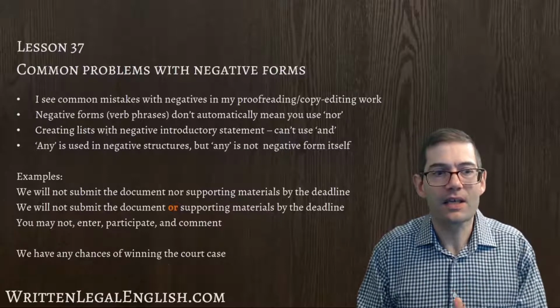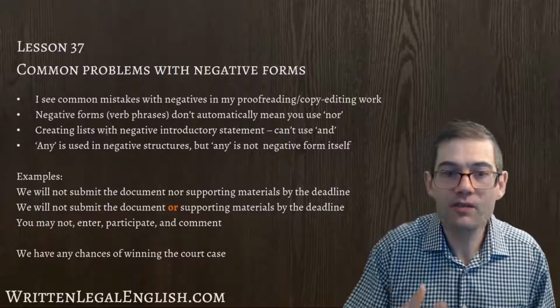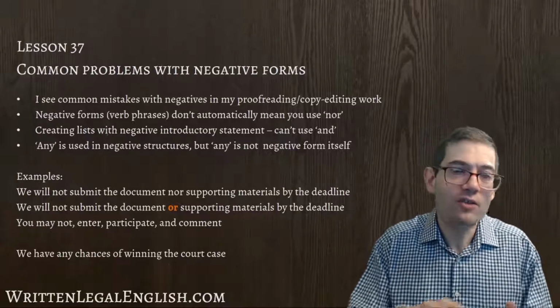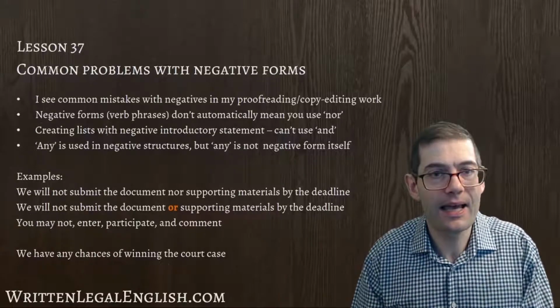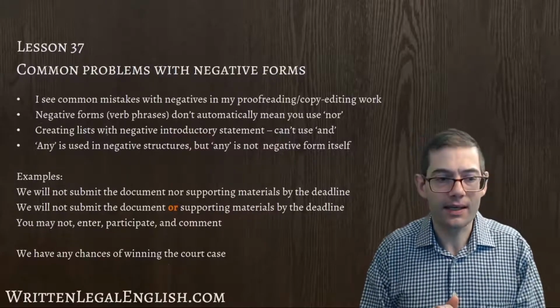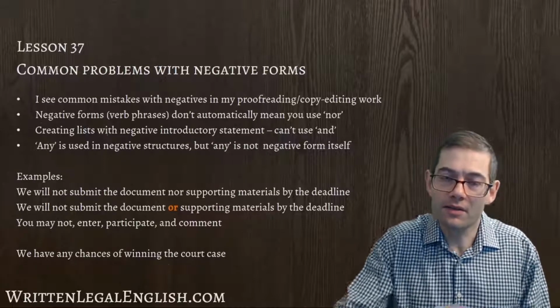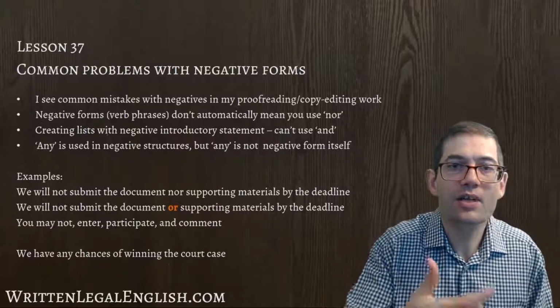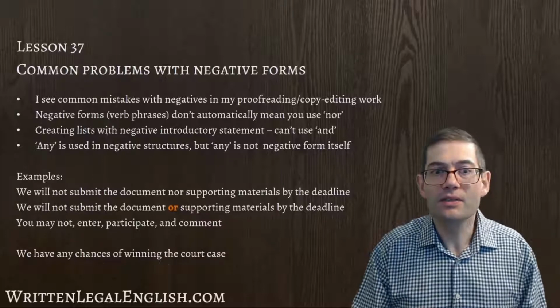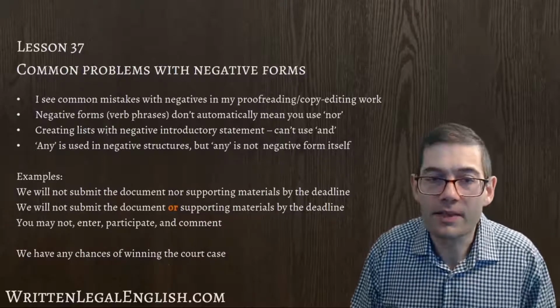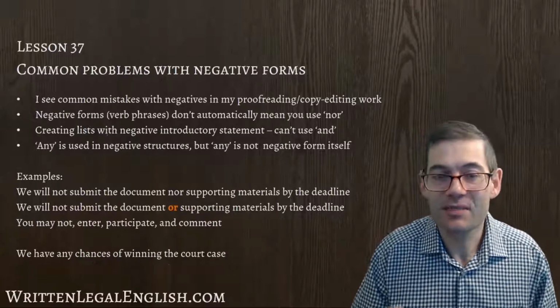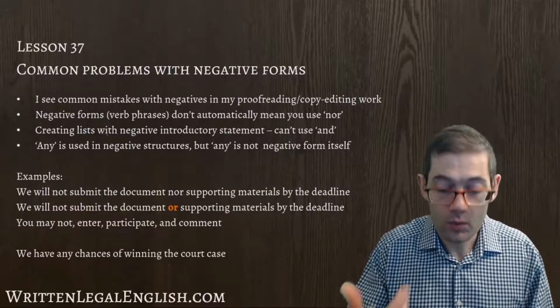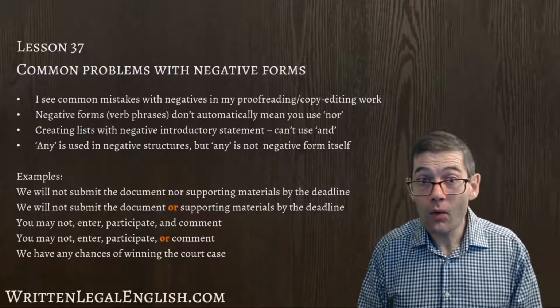The second mistake is where you create a list with a negative introductory statement and you use and in that list. So have a look at the second example here. You may not, so there we've got our negative structure introducing the list. You may not enter, participate, and comment. This is a mistake, this use of and. What should it be? It should be or.